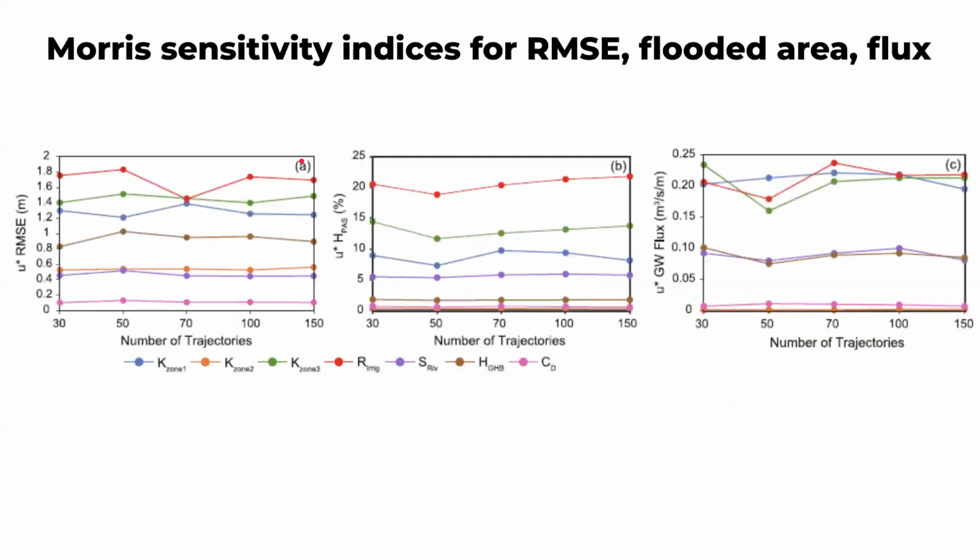So we're happy. And these are the Morris indices of the 7 uncertain parameters as we increase the number of samples. By the time we get to 150 samples, we have confidently estimated the Morris sensitivity indices. And you can see that there's 3 parameters that matter the most. The red, which is the R irrigation, the green, which is the K in zone 3, the closest to the river, and K1, the blue, the K permeability farthest from the river. The other 4 parameters are less important.